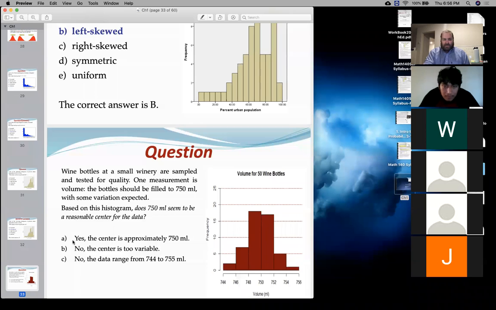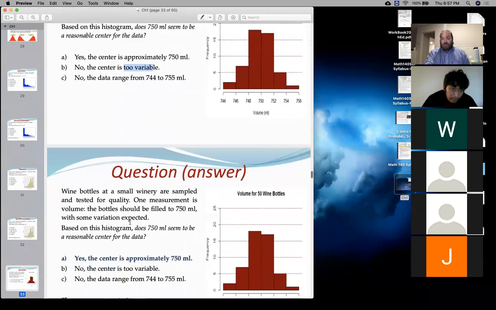So mostly A's. Yes, the center is approximately 750, which is correct. It looks pretty symmetric on both sides. Not exactly symmetric, but pretty symmetric. The center is too variable? No, the center is not too variable. The spread might be pretty variable from 744 to 755, but the center really does look to be somewhere near the middle, right? It seems pretty symmetric. So the answer is, in fact, A, which would be the next slide.